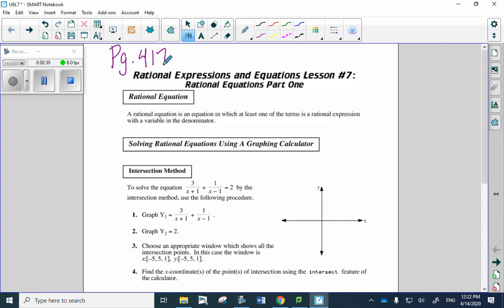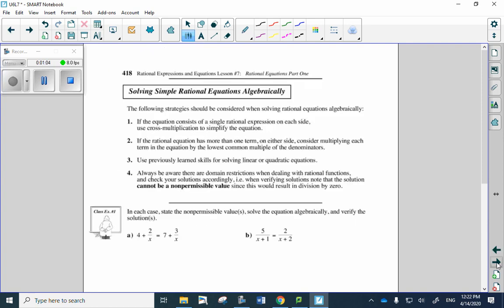On this first page, they show us how to solve rational equations using a graphing calculator. I'm not going to worry about this because it is a great way to double check your answers. If you want to know how to use the graphing calculator, feel free to look at the solution manual to figure out how they did these. This is simply by finding intersection points. I'm more worried about the algebraic process, so we're going to flip to the next page and look at how to solve simple rational equations algebraically.